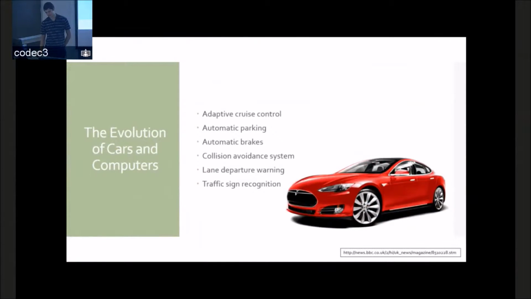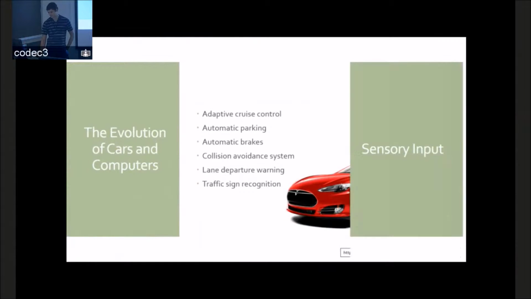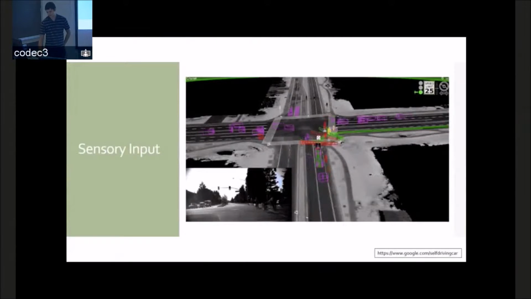In the Tesla today, there's a lot of these things called advanced driver assistance systems, and these are like the Super Cruise or automatic brakes that you might have seen on TV. All of these things take input from sensors on the car and then decide what to do to help the driver out and make driving safer for everyone. So all of these sensors come together to build a model like this that the car can make decisions on.